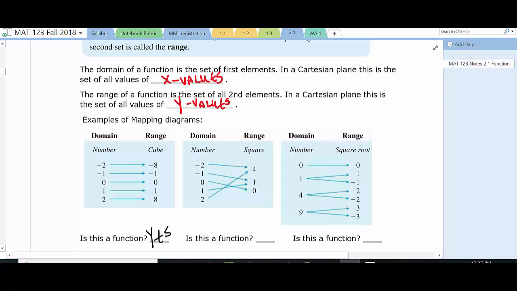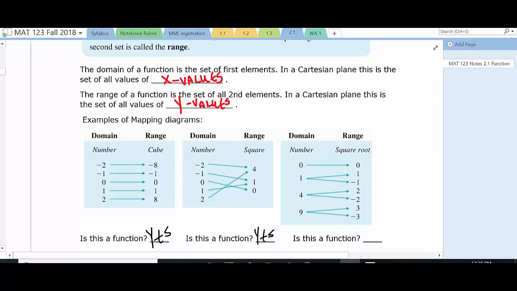Okay, the second one, again, you just ask the same question. Does the -2 go to one place? Yes. Does the -1 go to one place? Yes. How about 0? Yes. 1? Yes. 2? Yes. It doesn't matter. They don't have to be perfectly matched up like that. It's just that each goes one place. So that's a function. We would consider that another example of a function.